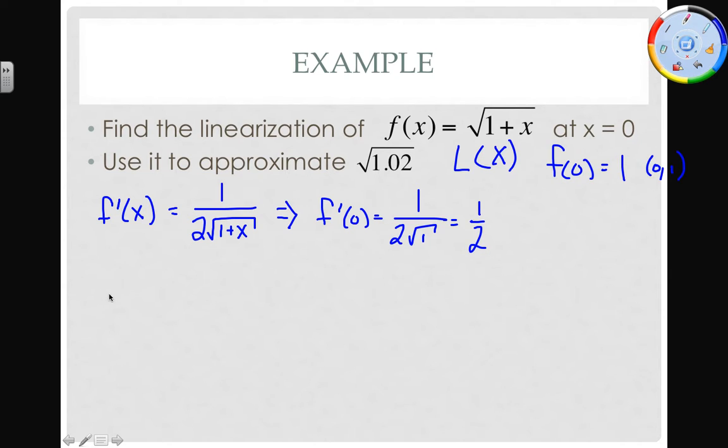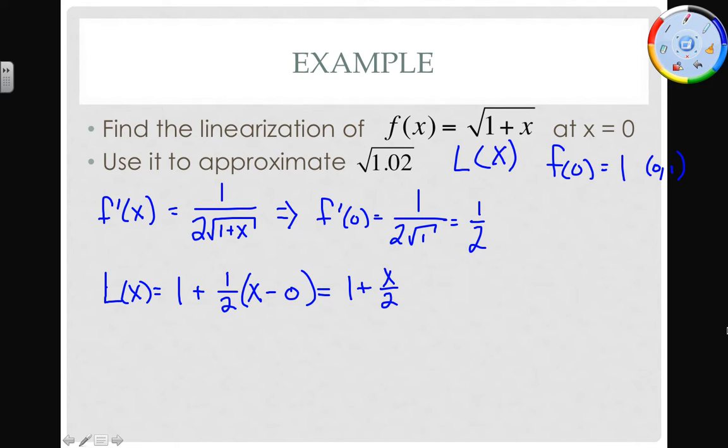And now I'm going to find the linearization model, the equation here. L of x is going to be f of a. Well, f of a is 1, plus my derivative at a, which is 1/2, times x minus a. Well, a was 0. So I get a very simple linearization function, which is 1 plus half x, or x over 2. Okay, that's just simplifying this statement there.